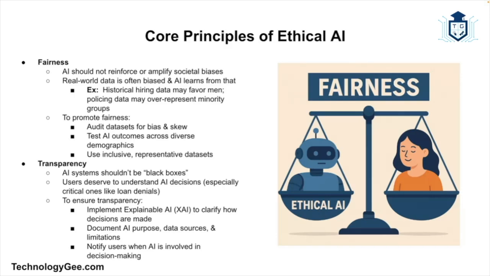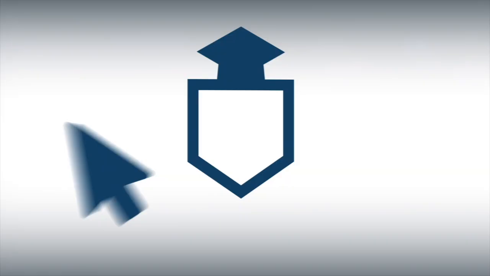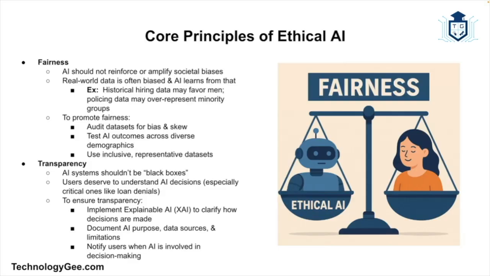And then we have transparency. So AI systems, they should not be black boxes. If a system denies someone a loan, they should be able to know why. But many modern AI models, especially deep learning systems, are incredibly complex and hard to interpret. And transparency in practice basically means providing clear explanations for decisions, which is a field known as explainable AI or XAI. It also means documenting the model's purpose, limitations, and data sources. And it's also about being upfront with users when AI is being used.